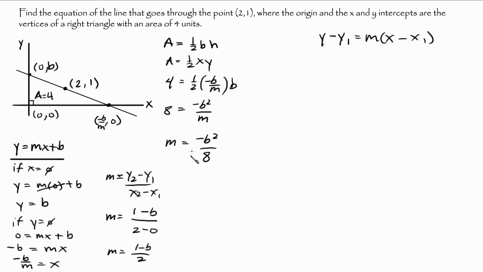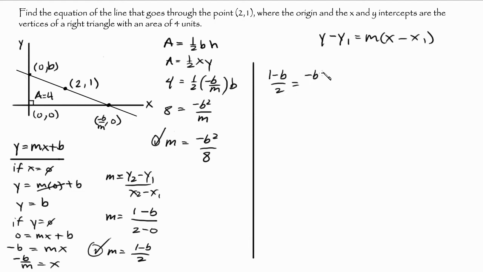Since they're both equal to m, I can make this equation and this equation equal to each other. 1 minus b over 2 is equal to negative b squared over 8. And we can cross multiply, so we get negative 2b squared is equal to 8 times the quantity 1 minus b. We can distribute the 8, so we get negative 2b squared is equal to 8 minus 8b.